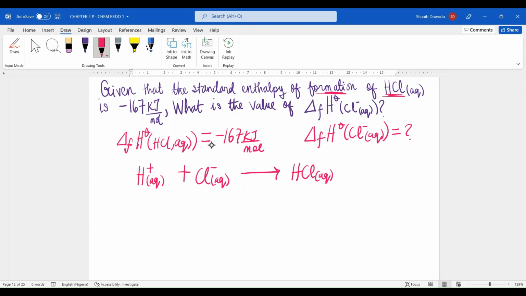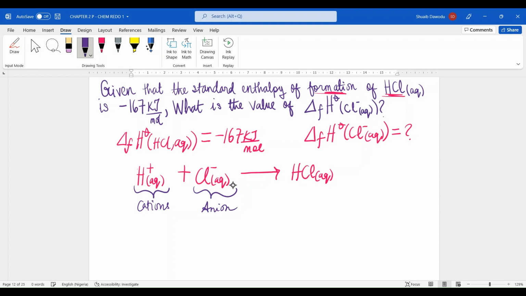So the first thing you have to note is this. Whenever we're determining the standard enthalpy of formation for molecules, all of this is usually done in the laboratory at 298 Kelvin. But that is for molecules. Whenever we're dealing with ions, it becomes tricky, because ions have positive and negative charge. Here, H plus is a cation and chlorine minus is an anion.